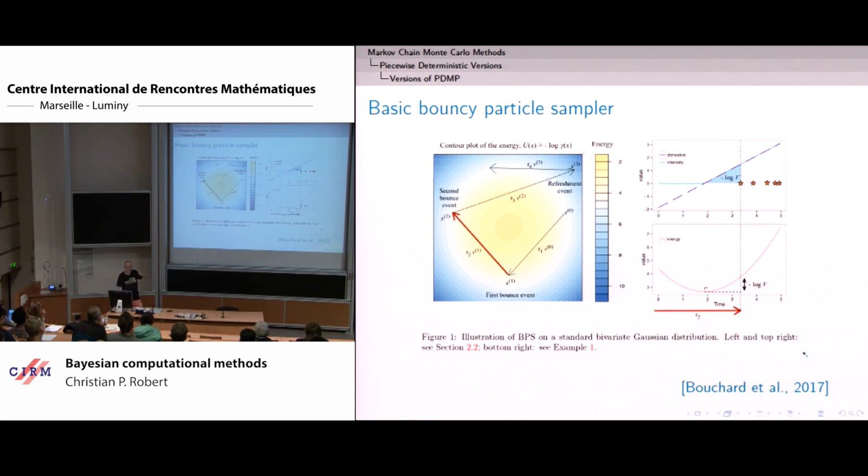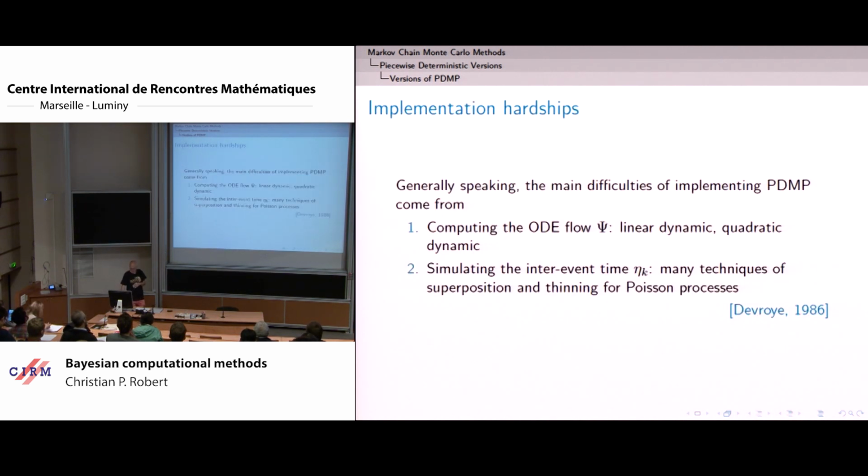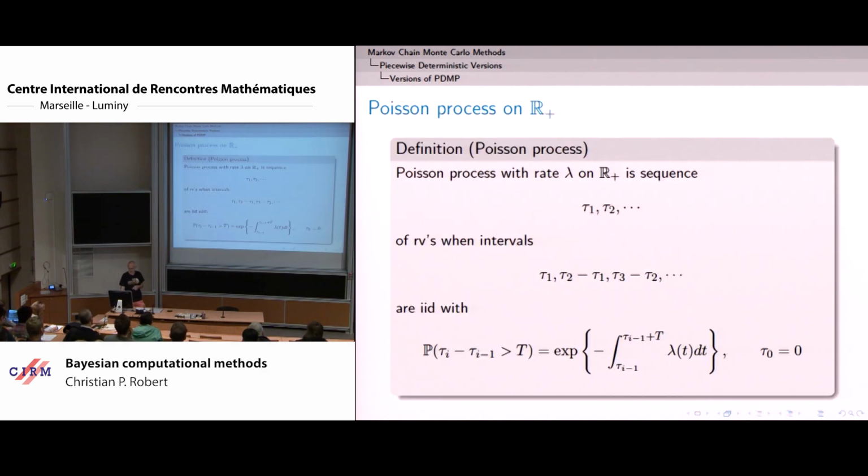And so that's a sequence of deterministic moves. Instead of having points, you have the entire vector or the entire path of the process to approximate the distribution of interest on the joint pair of location and speed. And so I think the hardest part is to simulate the event times, but there are tricks in the literature, including a chapter in Devroye's simulation book, to get around this difficulty.